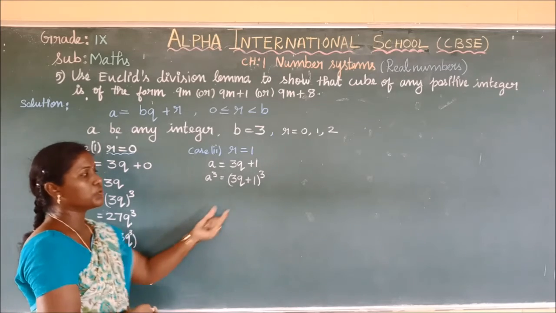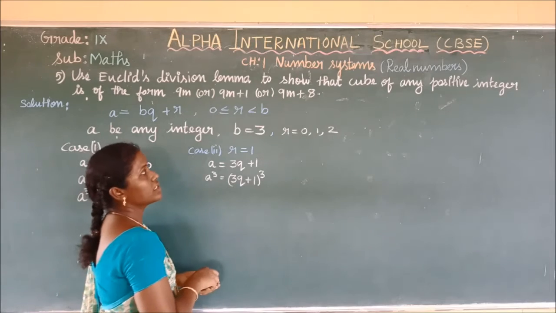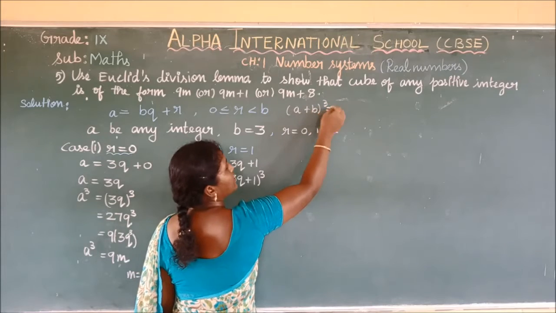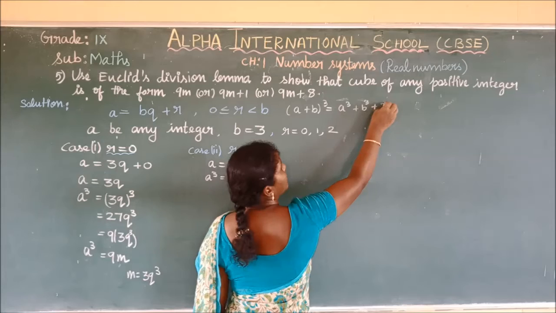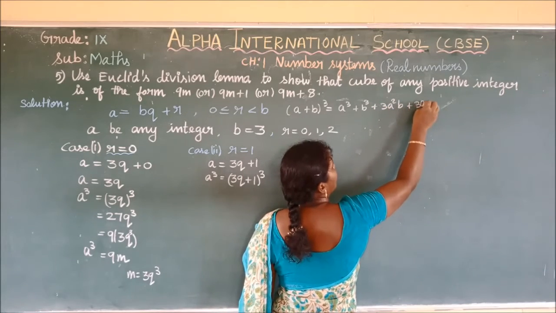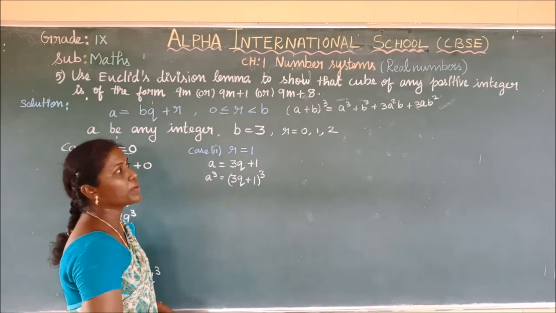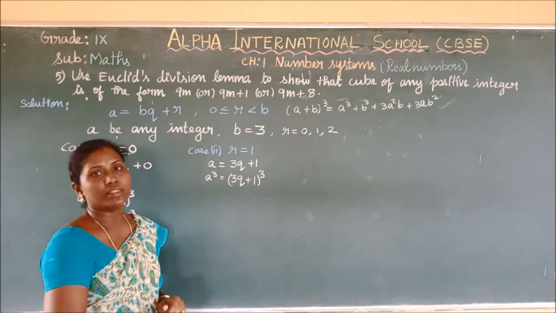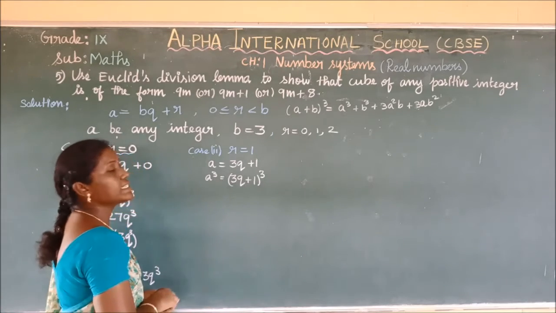Have you remembered how to do this? Yes, we have to use the algebraic identity. Tell me, what is the identity? (a plus b) the whole cube is equal to a cube plus b cube plus 3a square b plus 3a b square. This identity we have to use here, and then only we can expand it. Okay, so let us see the expansion now.